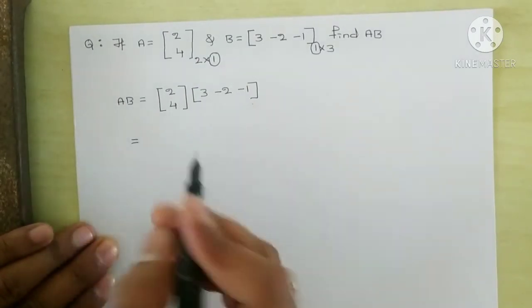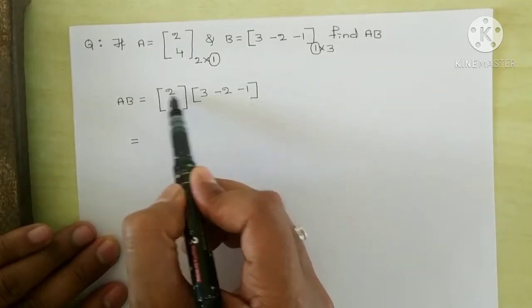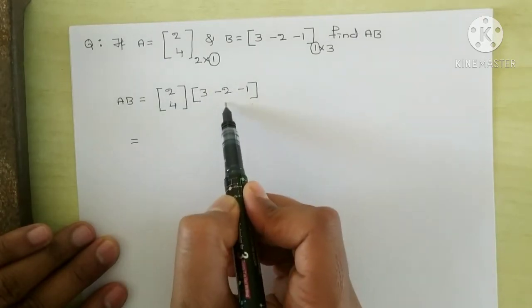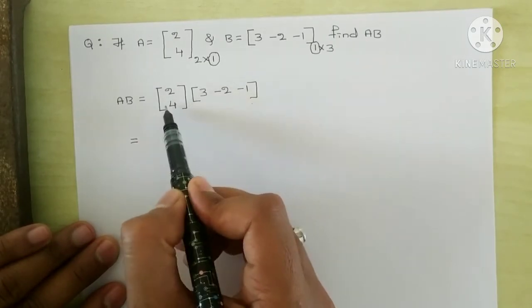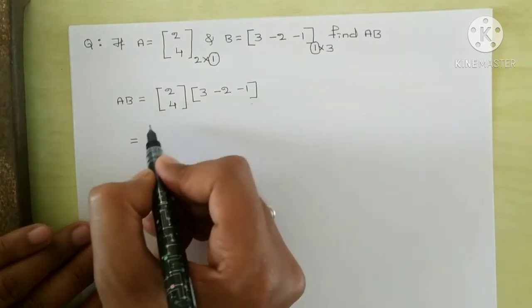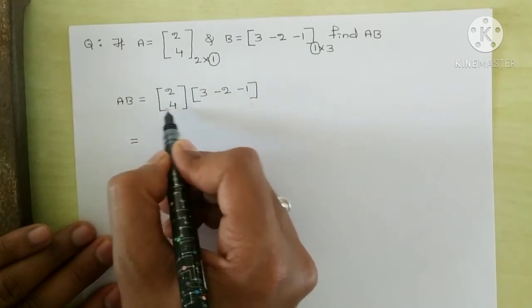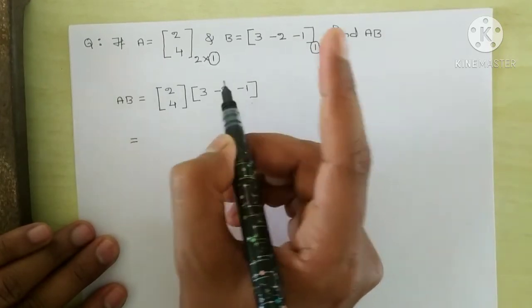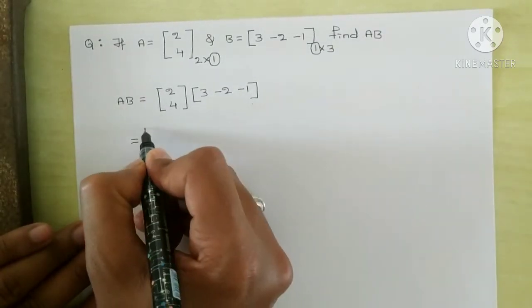So now which is equals to, see here first row first column, first row second column, first row third column. Afterwards second row first column, second row second column, second row third column. So in that, remember, in first row only one element is there, second row only one element is there. Here also first column only one element, second column also only one element, third column also only one element. So only one element you need to multiply.